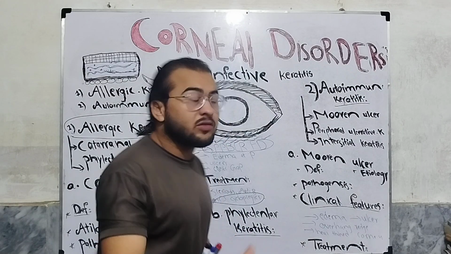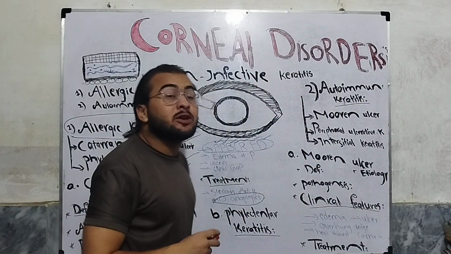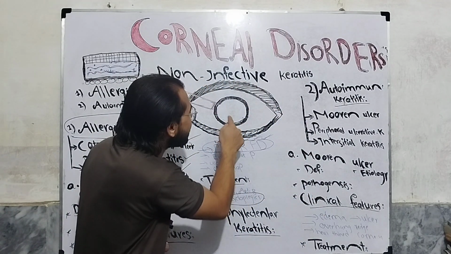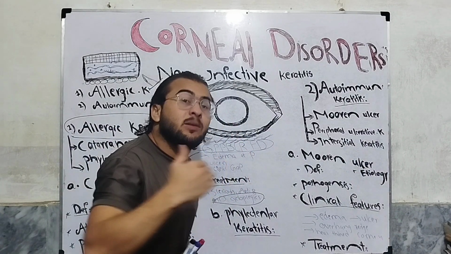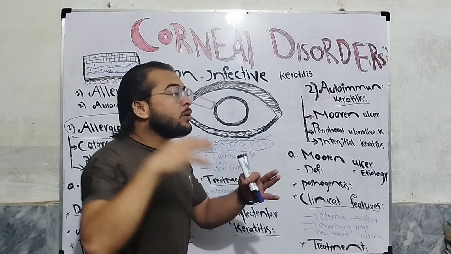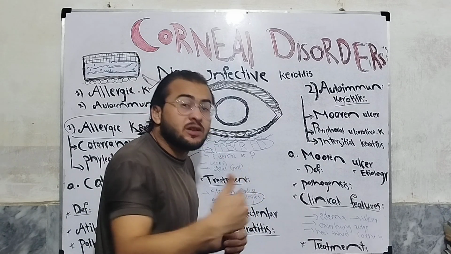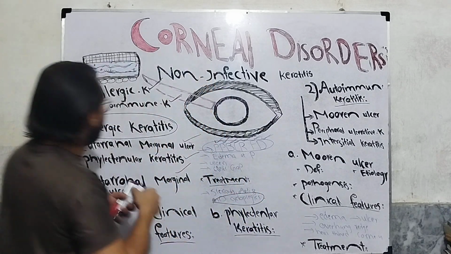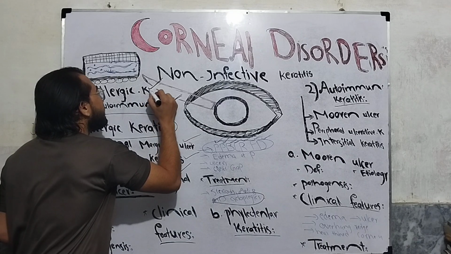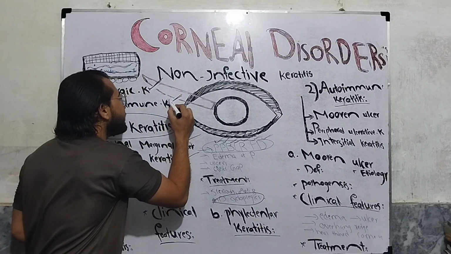In corneal disorders, now we will discuss non-infective keratitis. It means the inflammation of cornea caused by non-infective causes. We will discuss these conditions in detail with their pathogenesis, clinical features, diagnosis and treatment. The first one is allergic keratitis and the second one is autoimmune keratitis.